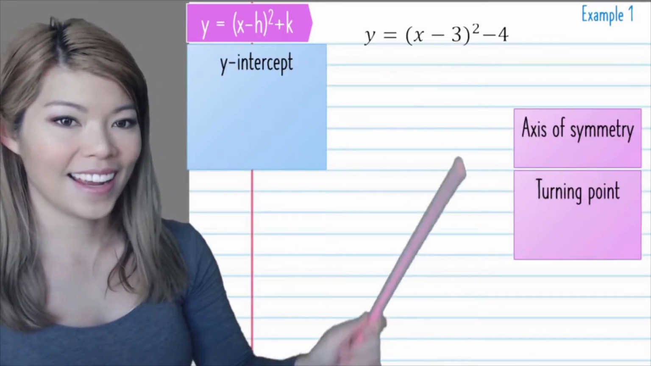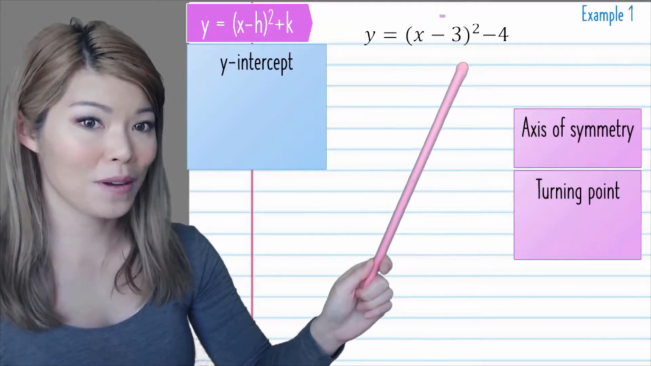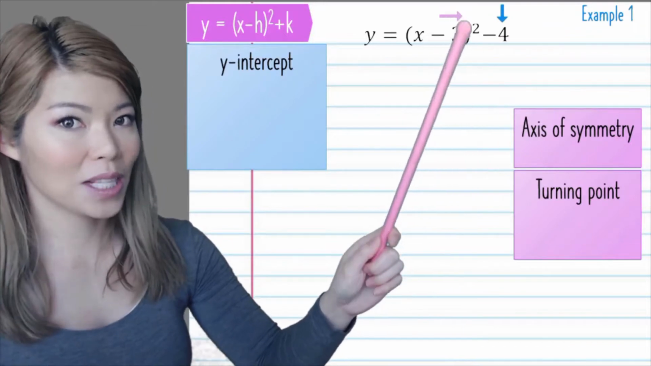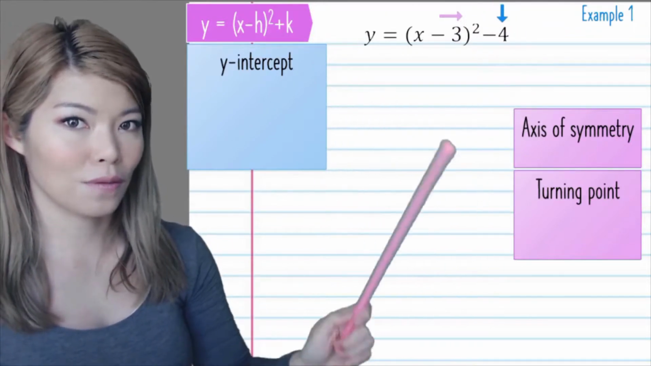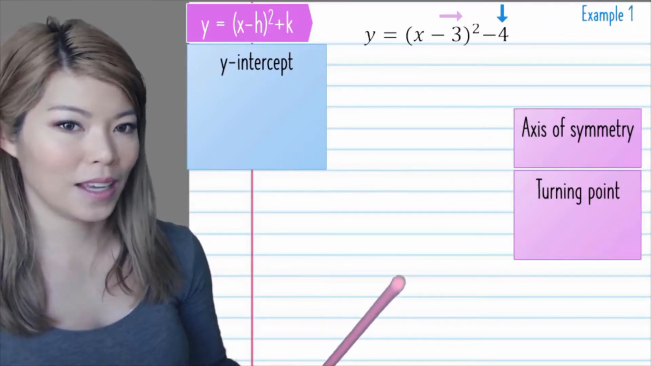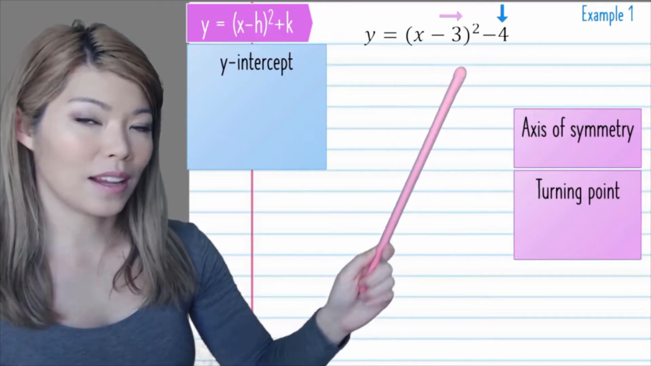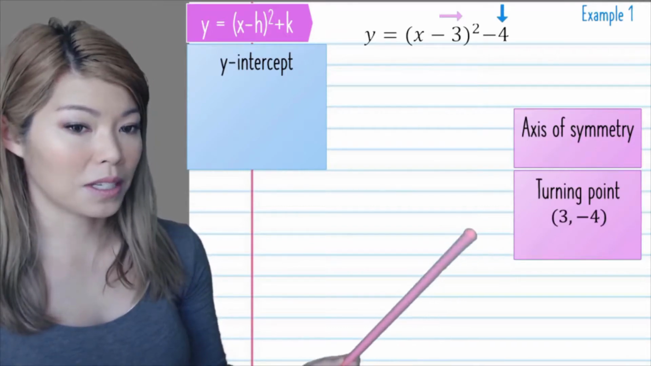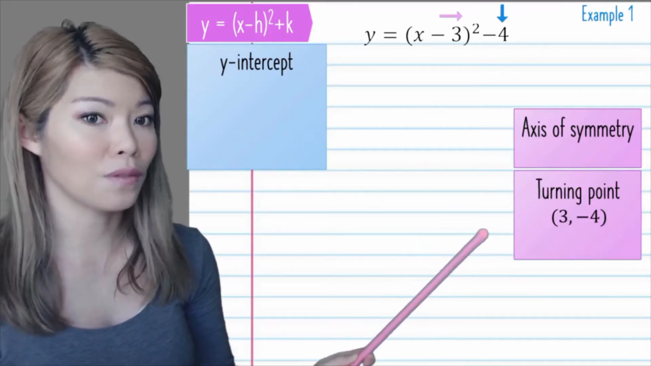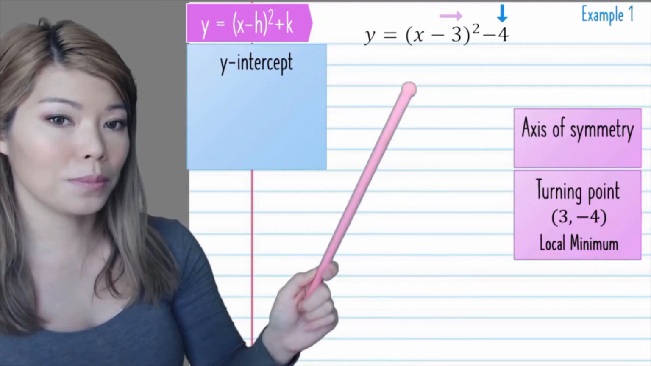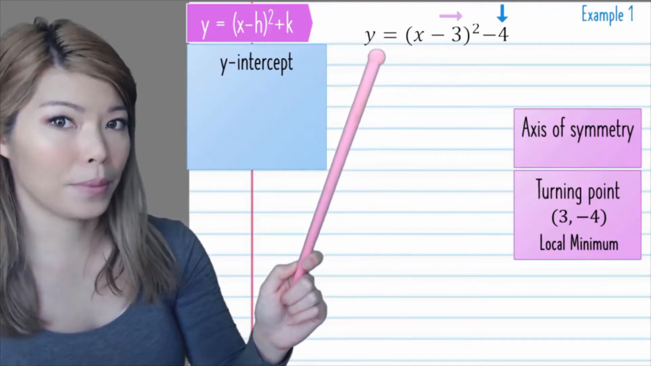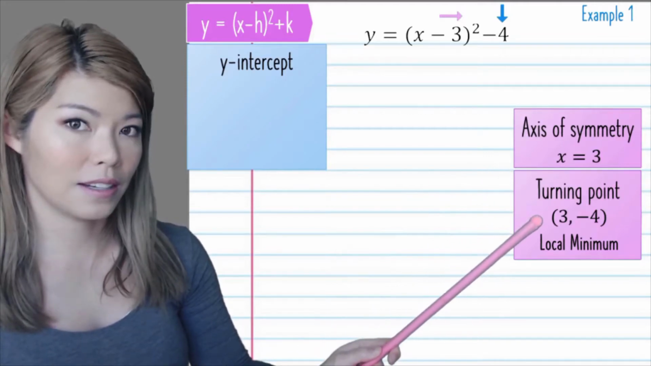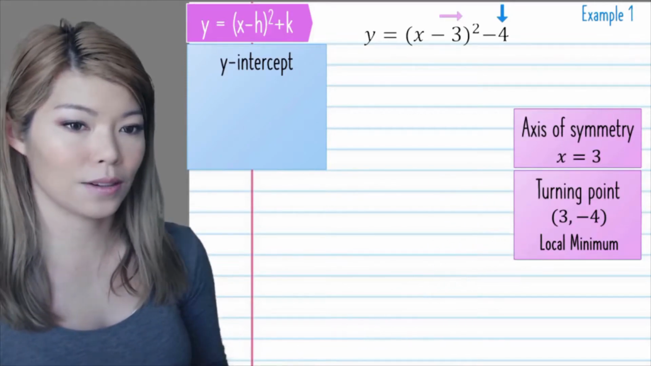Example 1. That 3 means we're moving to the right by 3, and that -4 means we're moving down by 4. I always like to put little arrows so there's less confusion as I'm working it out. Moving to the right by 3 and down by 4 also means my turning point has moved that much. So my turning point will be (3, -4). And it's going to be a local minimum because it's a positive graph. And our axis of symmetry will match the turning point as always, so it's x equals 3.